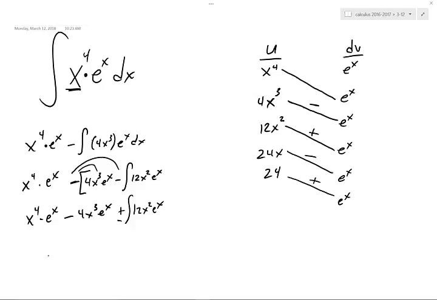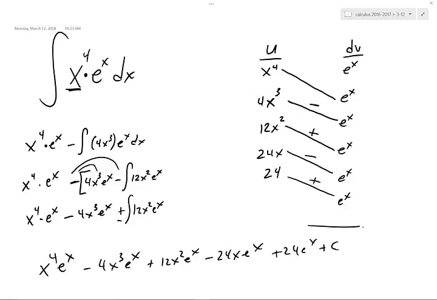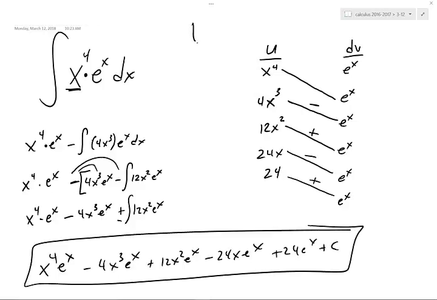And so you mean to tell me, Mr. Green, my answer is literally x to the 4th e to the x minus 4x cubed e to the x plus 12x squared e to the x minus 24x e to the x plus 24 e to the x plus c. That's literally your answer. You're done. This is what is referred to as the tabular method.